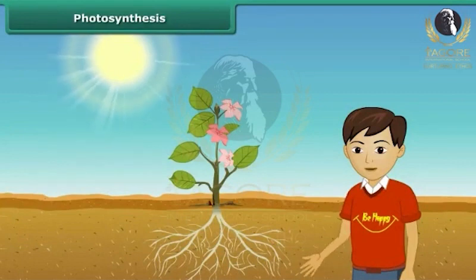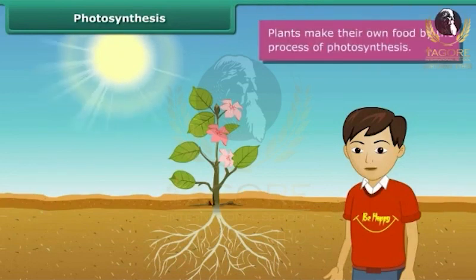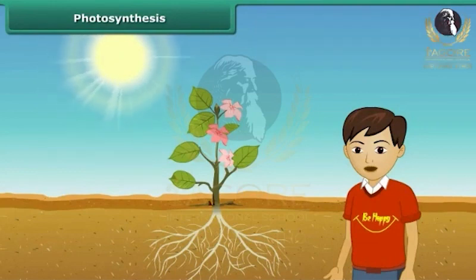Like animals and human beings, plants also require food for their survival. However, unlike animals and human beings, they can make their own food by the process of photosynthesis. This process takes place in the leaves of the plant.